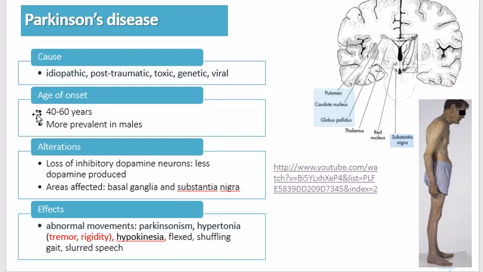Okay, so in terms of alterations, I had already told you that we have loss of dopamine neurons, which have an inhibitory effect, so less dopamine ends up being produced, and that the areas affected are the substantia nigra here, as well as the basal ganglia collectively here.